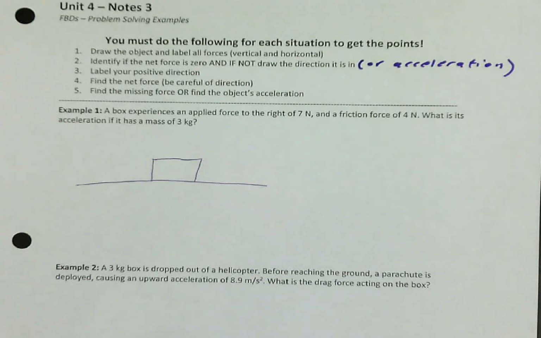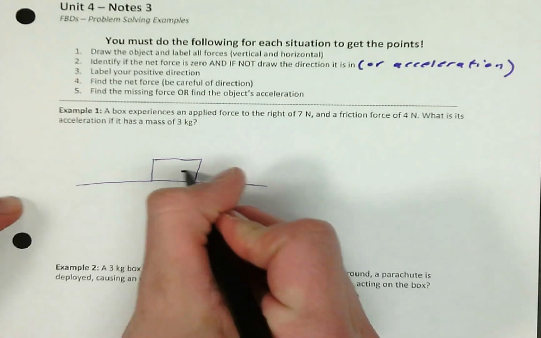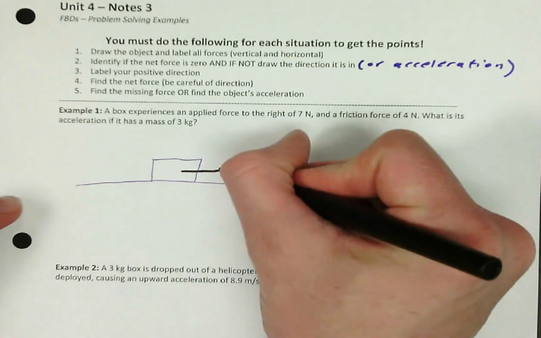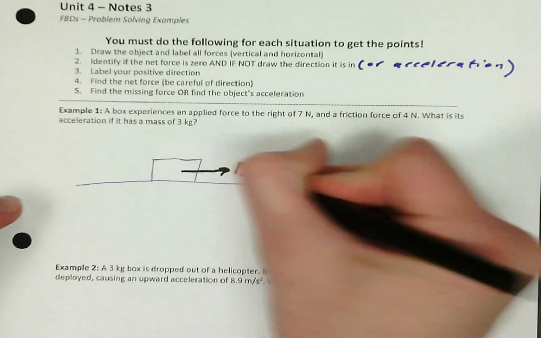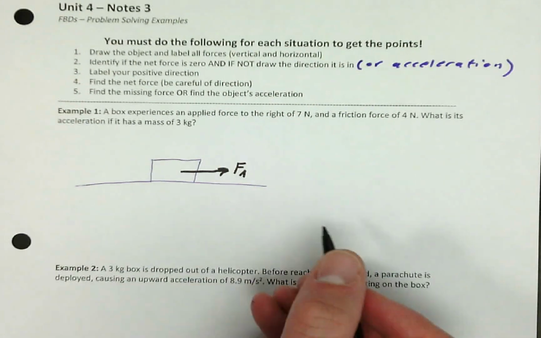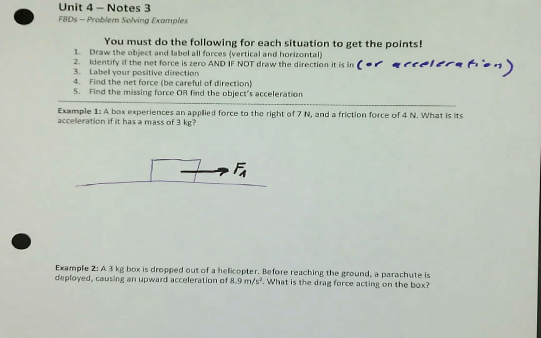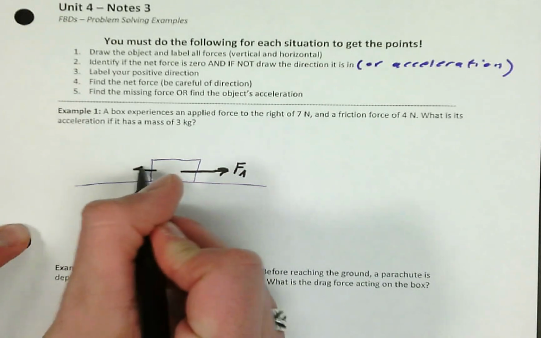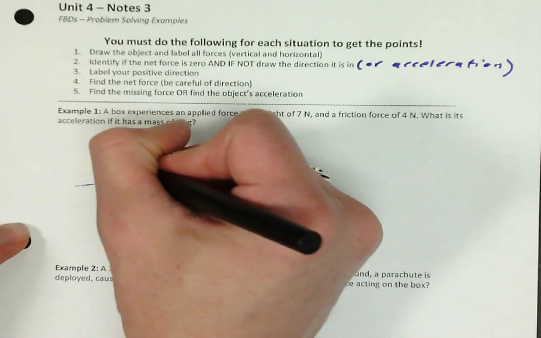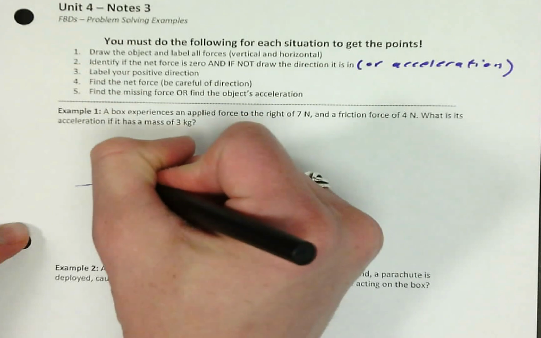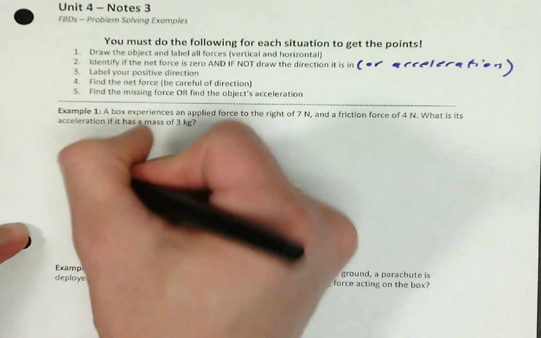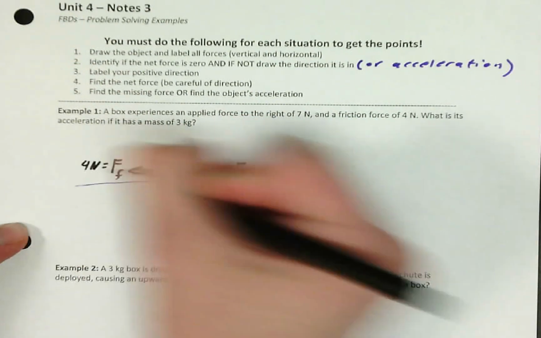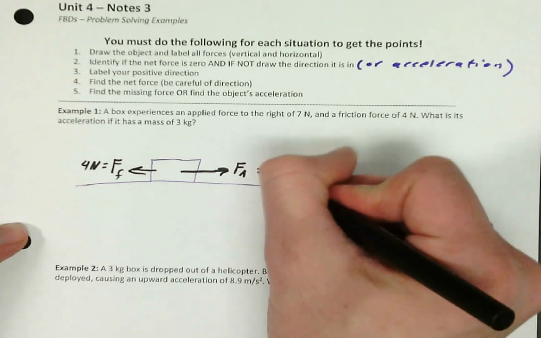And I'm going to draw the forces acting on it. Now, it mentions two. It mentions an applied force to the right, Fa, and it mentions friction. Well, friction, it doesn't say the direction, but we know that friction is always against our motion. So if I'm pushing it right, then friction must be left. Friction listed is 4. Applied listed is 7.